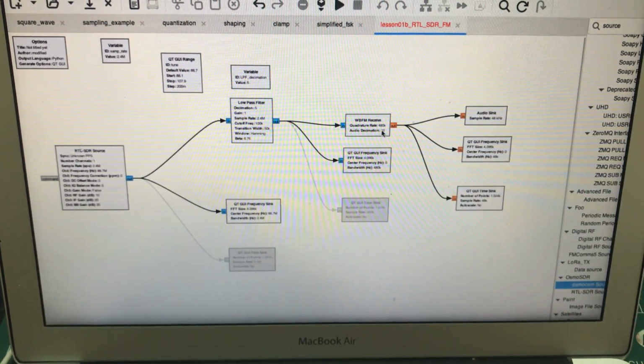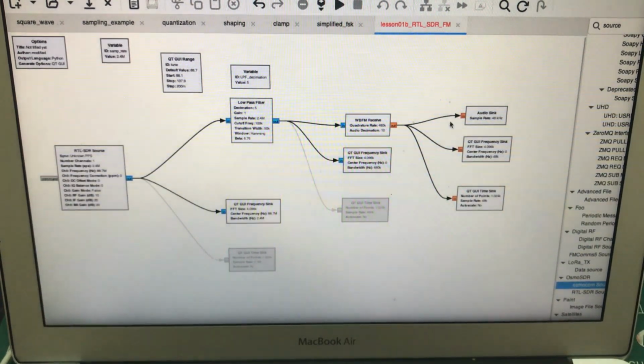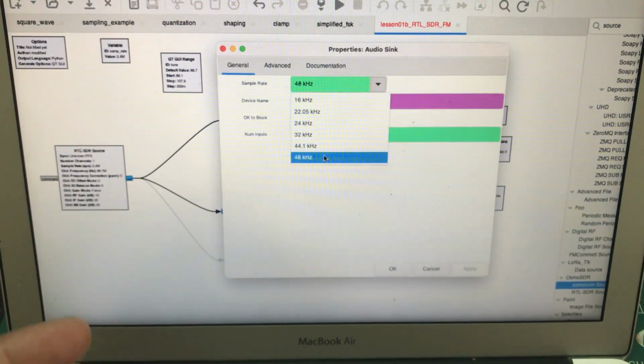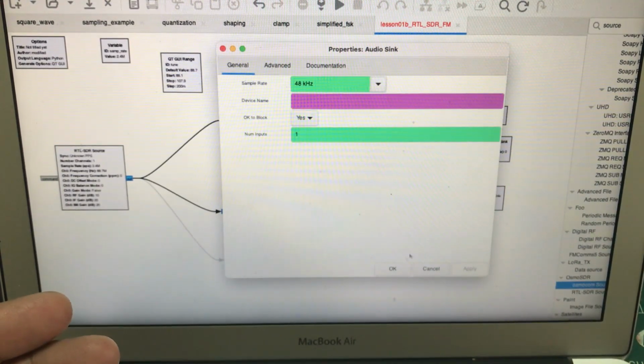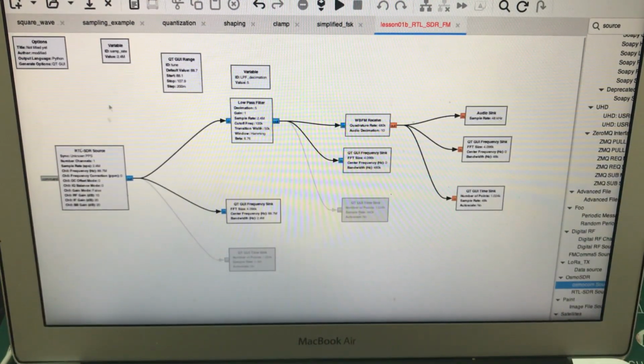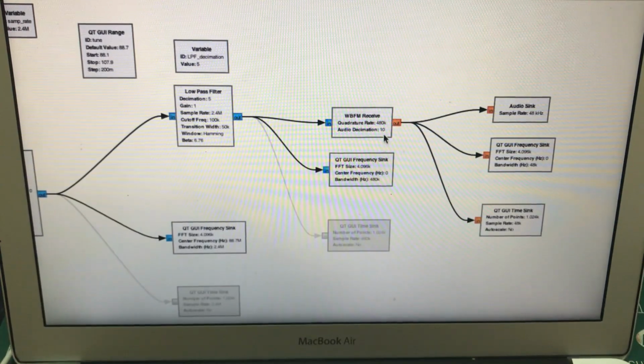That's why I am bringing this quadrature rate down. I'm decimating it. So 480 kilohertz divided by 10 just becomes 48 kilohertz. Hence, once you go to your audio sink, you will choose 48 kilohertz, because you want to be exactly the same throughout your flow graph. So you have 2.4 mega samples coming in. The low pass filter is decimating it to 480 kilohertz, and that 480 kilohertz is further decimated by a factor of 10, hence you're getting 48 kilohertz.